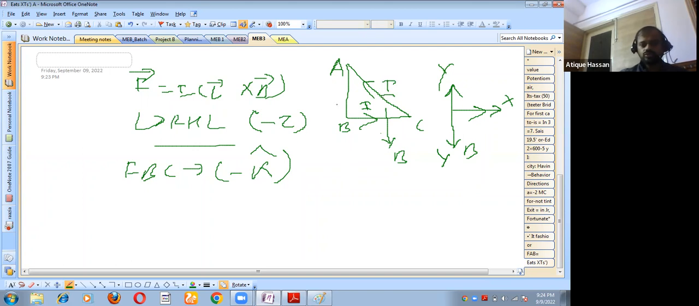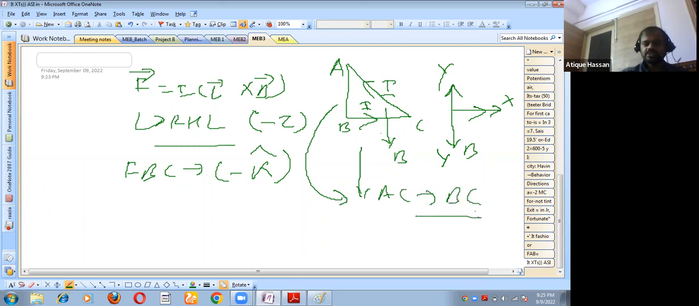What we have to do, you have to take the displacement length, right? So for AC, what will be the displacement length? You have to take the length perpendicular to the magnetic field. It means the displacement length for AC will also be equal to BC. Getting my point? And what will be the direction of force?